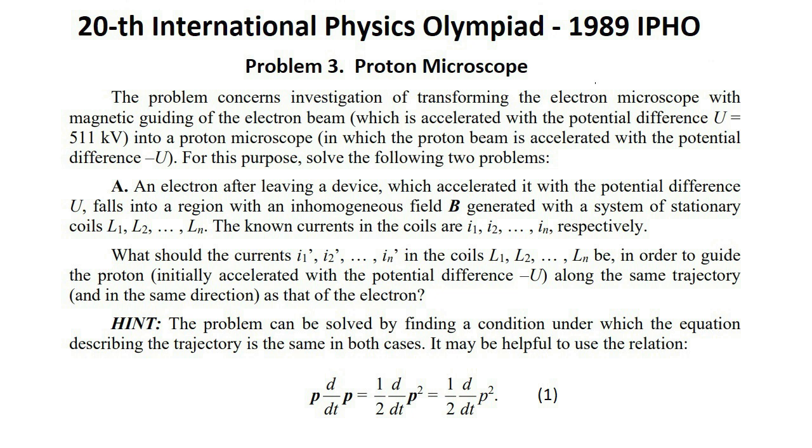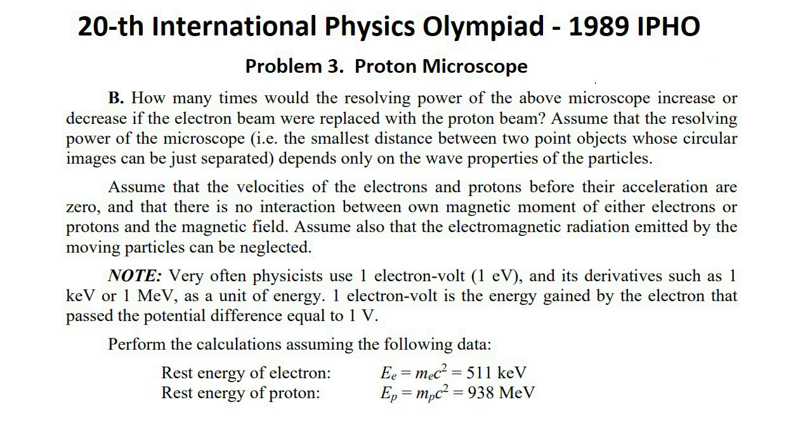Hint: the problem can be solved by finding a condition under which the equation describing the trajectory is the same in both cases. It may be helpful to use the relation 1. Question B. How many times would the resolving power of the above microscope increase or decrease if the electron beam were replaced with the proton beam? Assume that the resolving power of the microscope, that is the smallest distance between two-point objects whose circular images can be just separated, depends only on the wave properties of the particles.